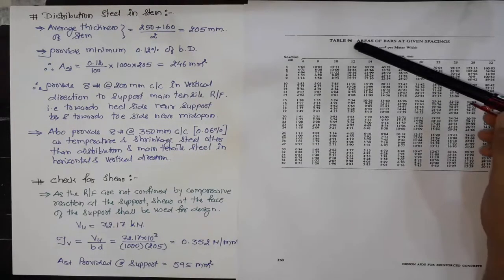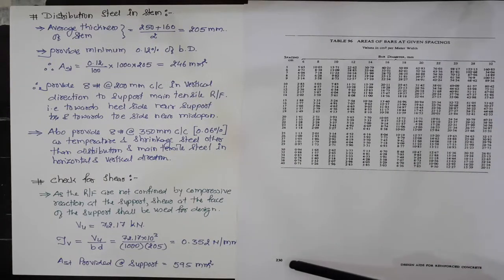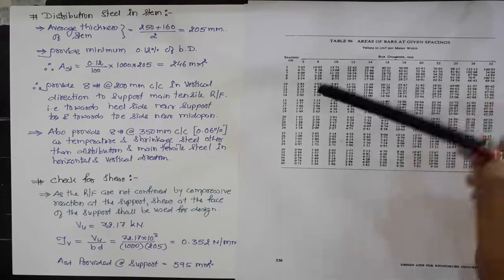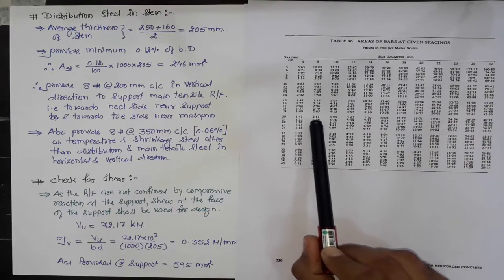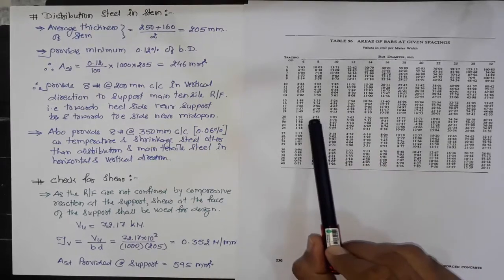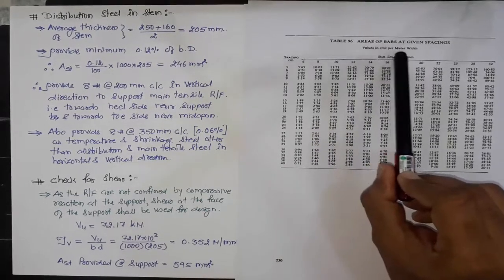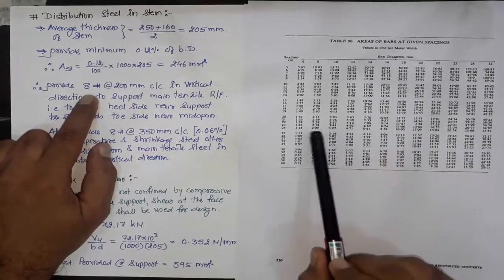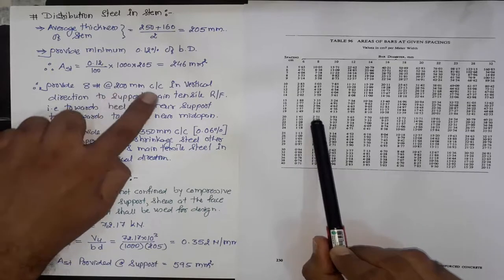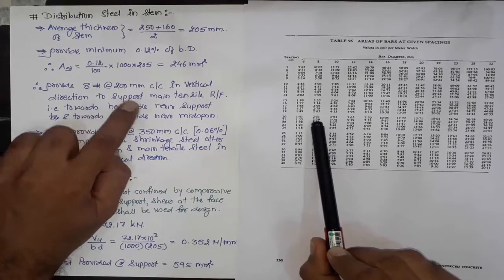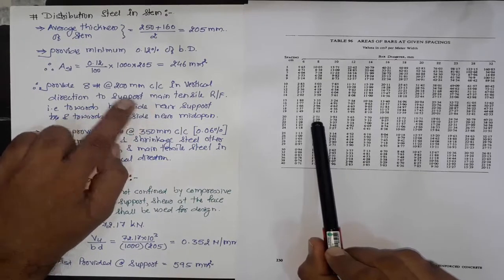Again, referring to Table number 96, page number 230, we can see that for an 8 mm diameter reinforcement and for a spacing of 200 mm, the area of steel provided will be equal to 2.51 cm² or 251 mm² per meter width. Therefore, here we have provided 8 Tor at 200 mm center to center.